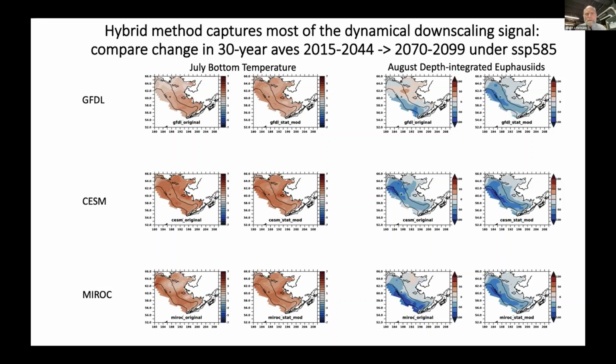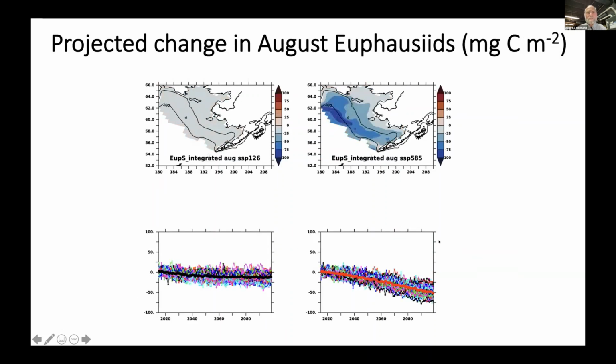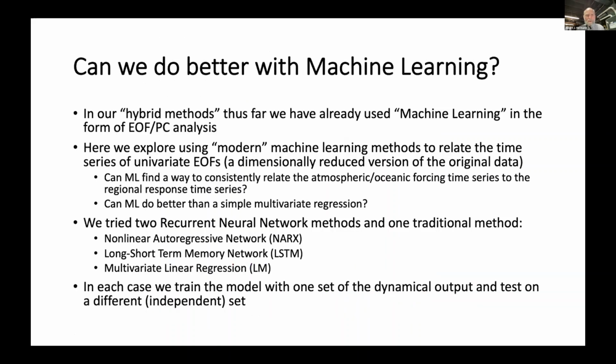So that gave us some confidence that the method was worthwhile, and we used it to extrapolate to dozens of different IPCC runs of global forcing without having to dynamically downscale. We just used the statistical rules we had developed and got our estimate of how things might warm under the SSP 585 scenario, given all these different global model realizations. And here's a similar thing for euphausiids. Now, can we do better with machine learning?